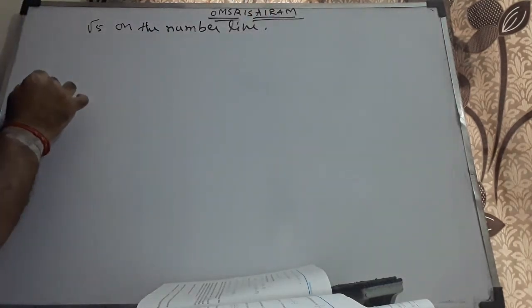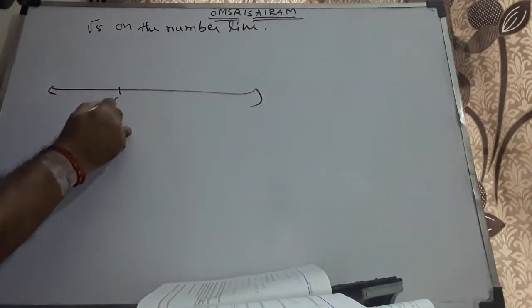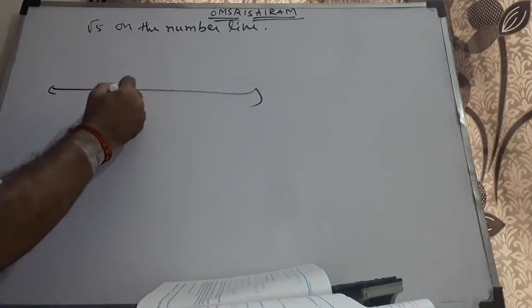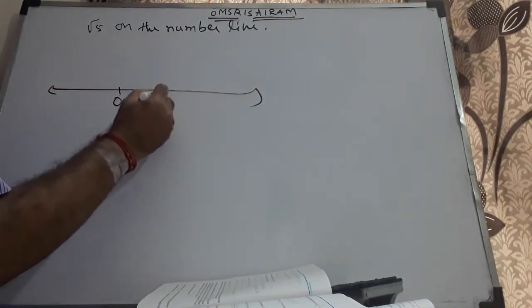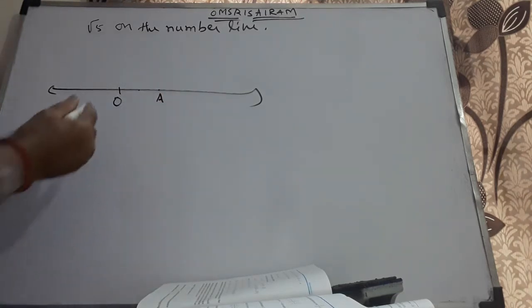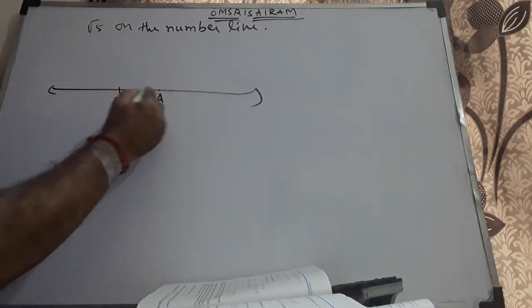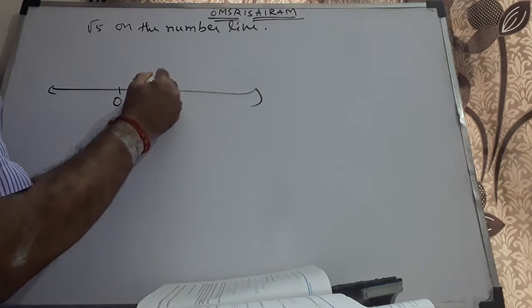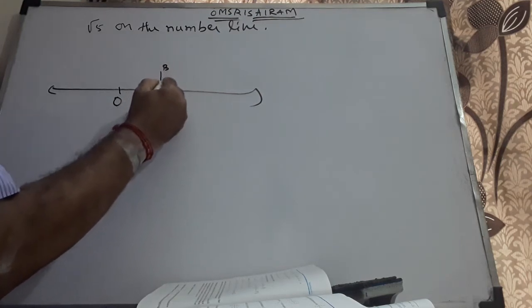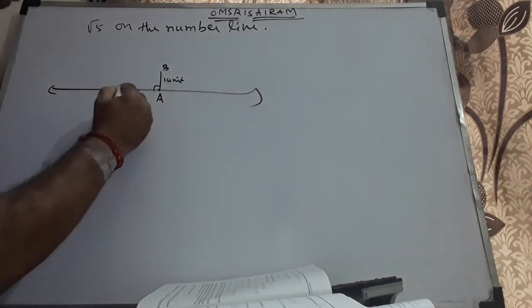just listen carefully. Let's draw a number line. I'll mark one point to represent 0, let us say. Let me take point A, which is at a distance of 2 units from the origin. This is called the origin or point 0. This is 2 units. Let me draw AB of 1 unit, perpendicular to this. Now draw OB.